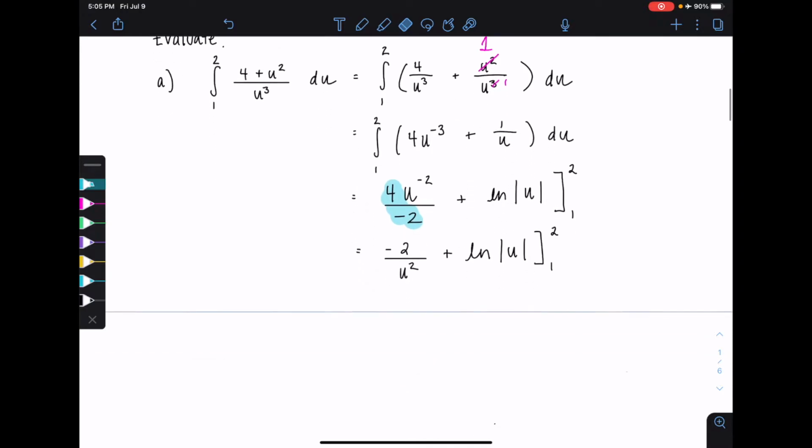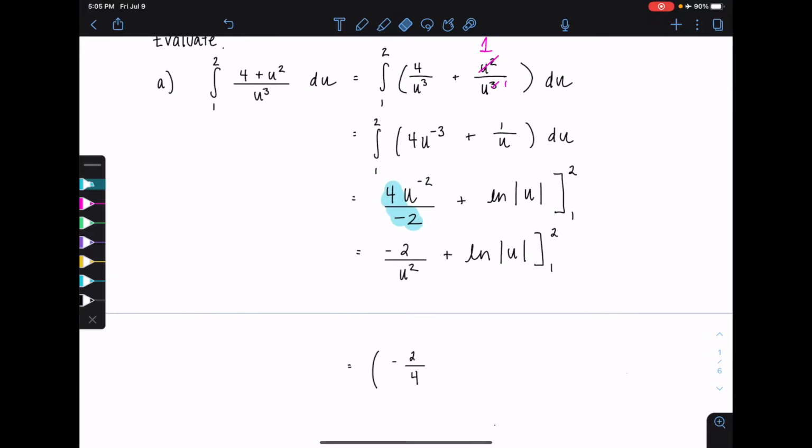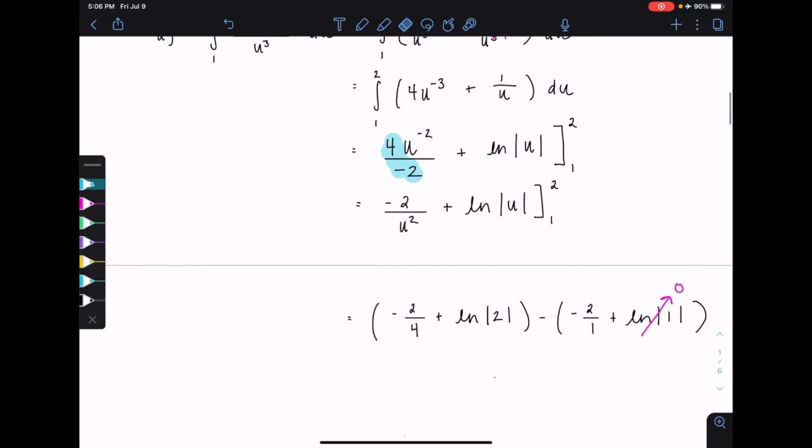So going through that, if we plug in 2, that would give us -2 over 2 squared plus the natural log of the absolute value of 2. And then we're going to subtract plugging in 1. So you get -2 over 1 squared plus the natural log of 1. And ultimately, the natural log of 1 is going to give us 0. So that piece is going to disappear.